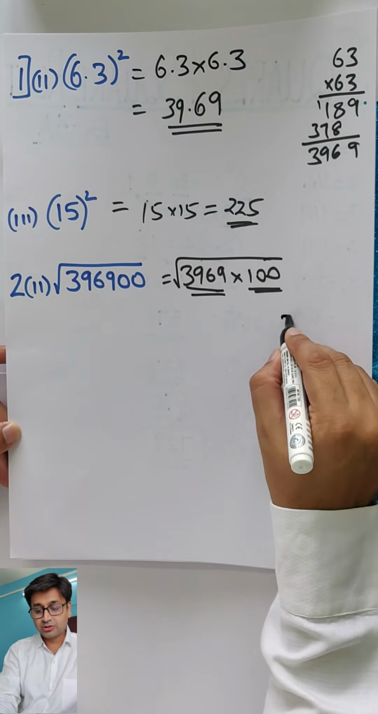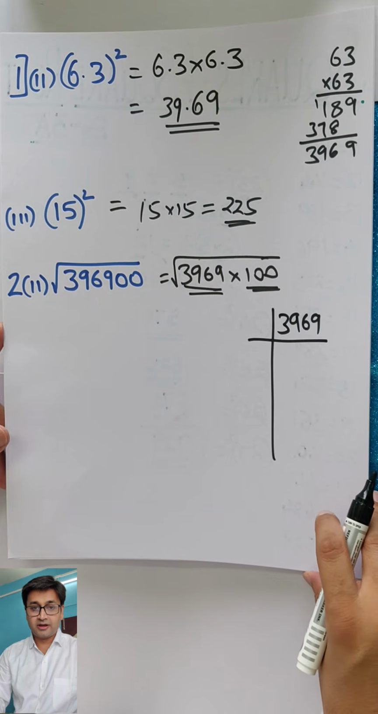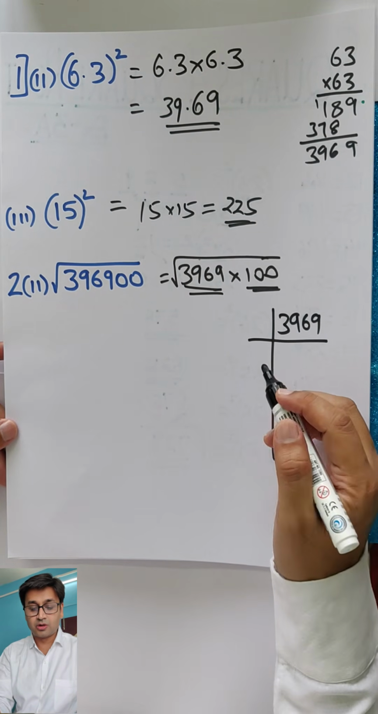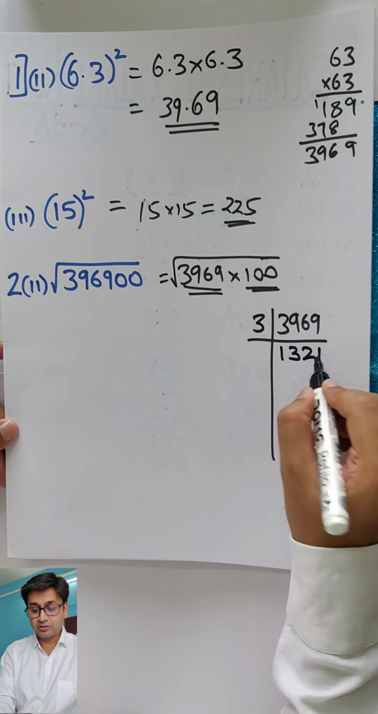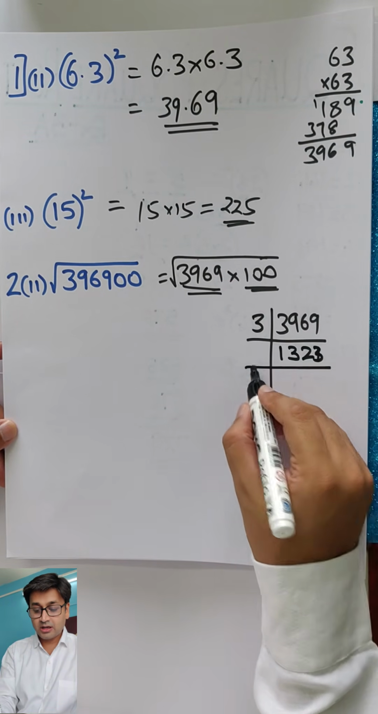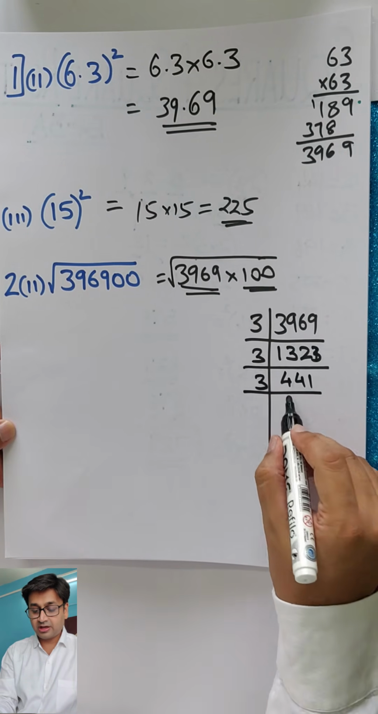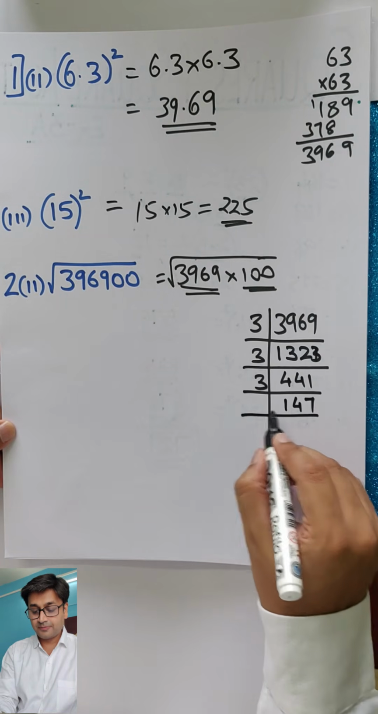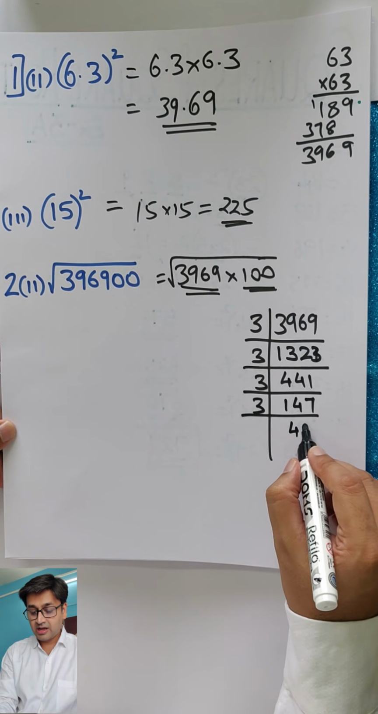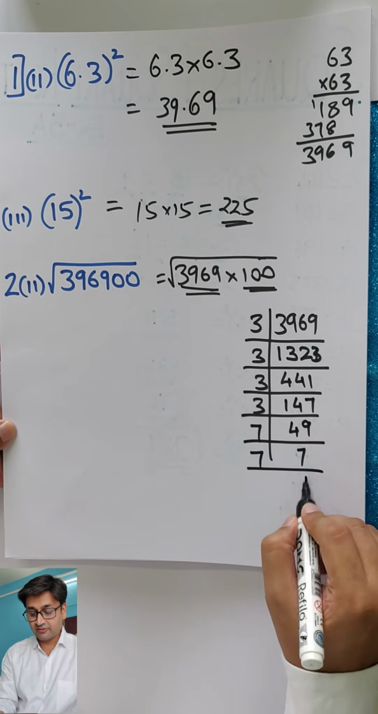Alright, so 3969. Let's take the factors. Come on everyone, pause your video, try it on your own, come back. So 3 times it goes. 3 1s are 3, 3 3s are 9, 3 2s are 6, 3 3s are 9. Again 3 4s are 12, 3 3s are 9, and 1. So 3 times I am again taking it. 3 1s are 3, 3 4s are 12, 7. Again 3 4s are 12 and 3 9s are 27. So 7 7s are 49, 7 1s are 7.